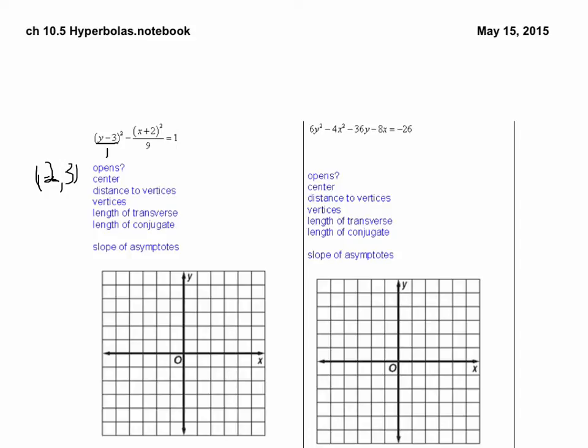So we want to look for the y value. The y squared was the positive part, so the distance to the vertices is 1. The transverse axis is going to be double that, or 2. And the conjugate axis is going to be the square root of this number doubled, which will be 3. It's often easier to see that from the graph, to graph it and then come back and just check that everything else works. So I'm going to go ahead and graph it, you should too, and then compare.